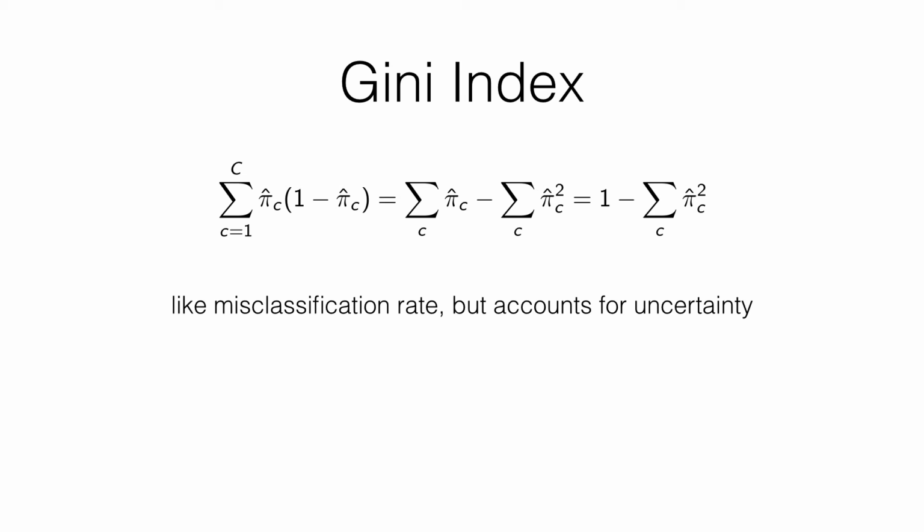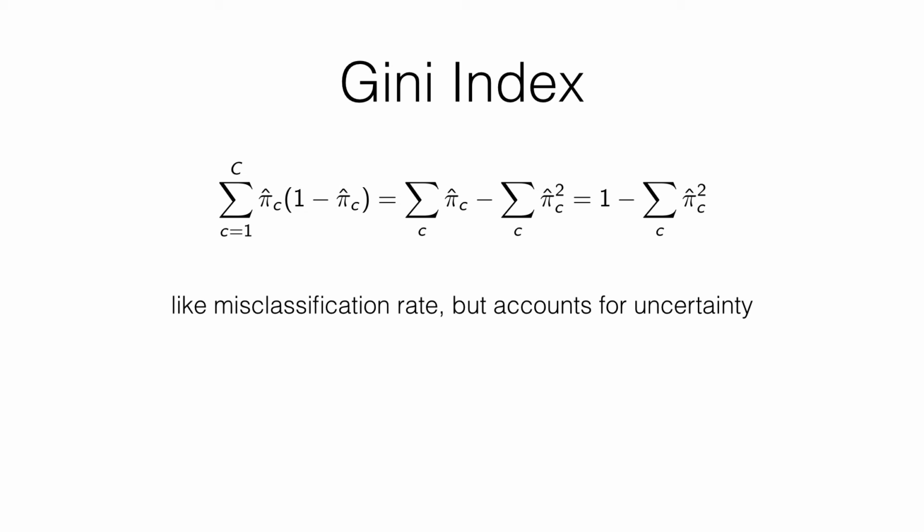Essentially, what this considers is the rate at which you'll misclassify data if you were to randomly choose a label according to the class distribution. This differs from the raw misclassification rate because instead of just choosing the majority class, we randomly decide which label to predict.